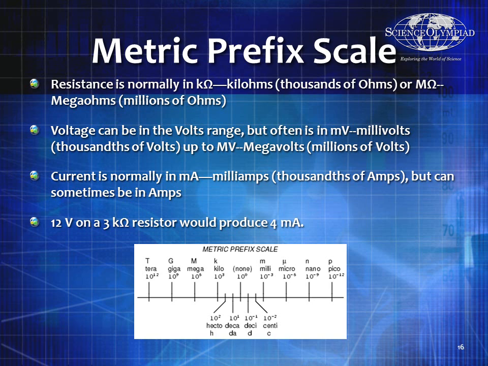So the key thing to keep in mind is know your metric prefixes. It should be something that is in your binder, because if I tell you that something's milliamps, that's 10 to the minus 3 amps. If I tell you something is nanofarads, that's 10 to the minus 9 farads. That's what you need to know to convert things back and forth.